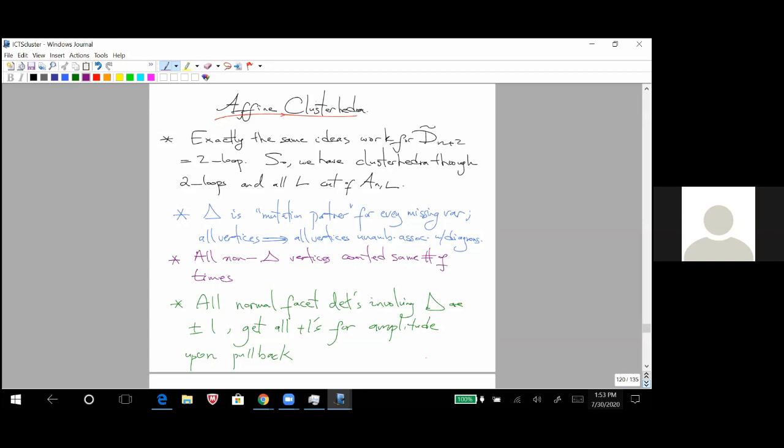Delta is not colored. It interacts with everybody, and it has other properties I've said a few times that are roughly reminiscent of gravity, but we're trying to understand what the precise statement is. Another quite non-trivial fact is that all the determinants of the normal facets, including the ones that involve delta, are all plus or minus 1. So that when we pull back to the subspace associated with this clusterhedron, we get the amplitude with all plus 1 coefficients.